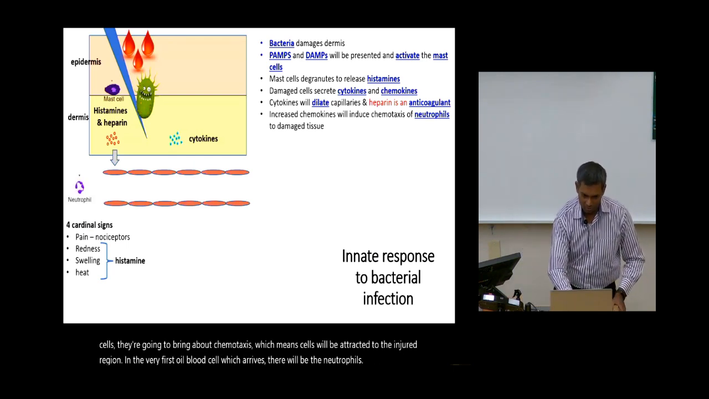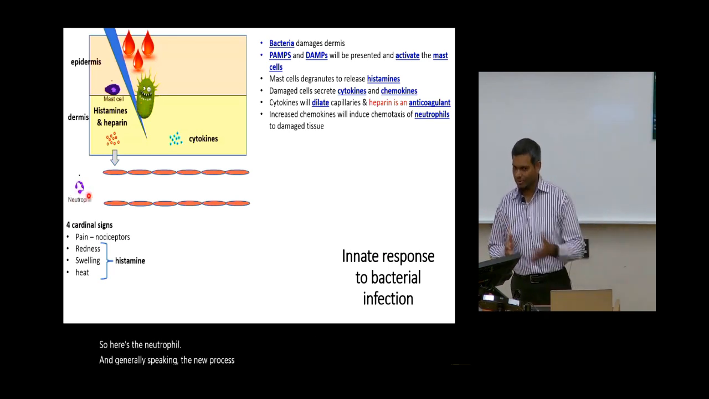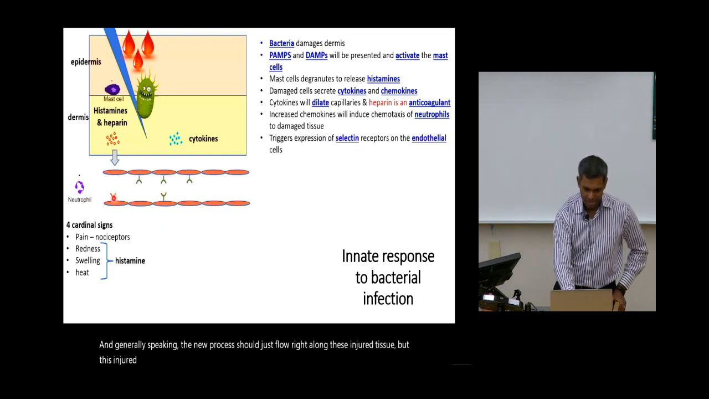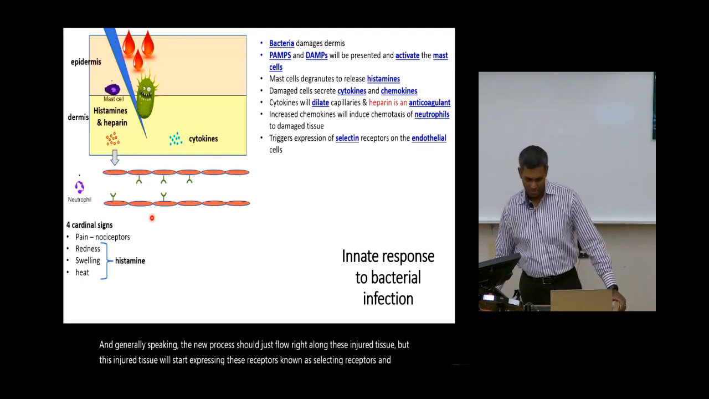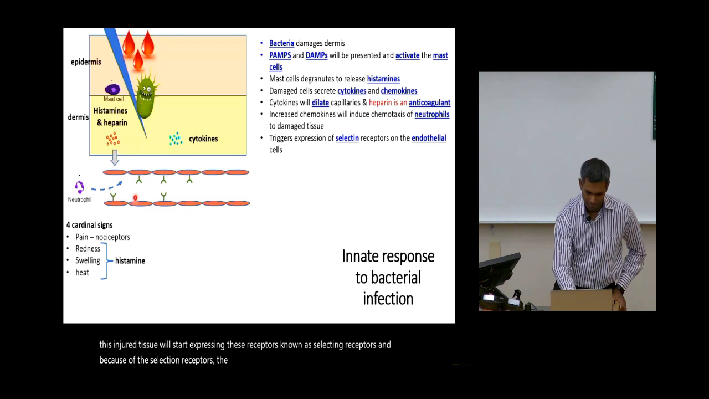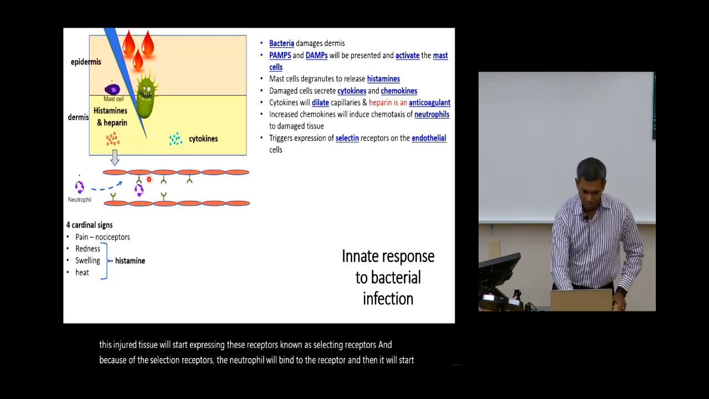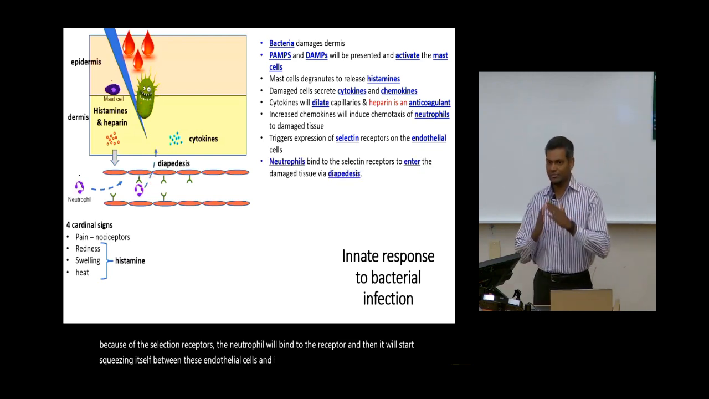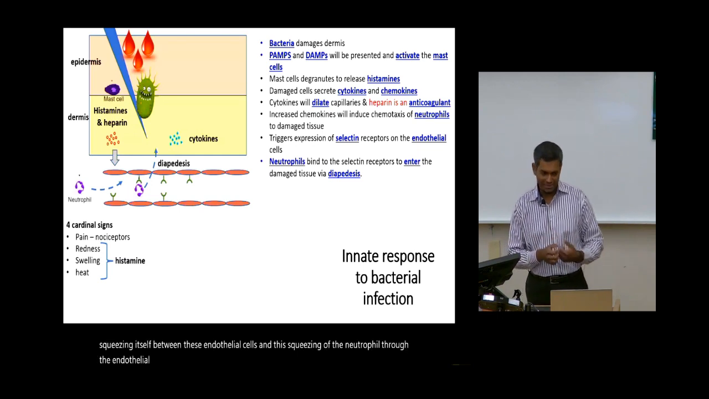So here's the neutrophil, and generally speaking, the neutrophils should just flow right along these injured tissue, but this injured tissue will start expressing these receptors known as selectin receptors, and because of the selectin receptors, the neutrophil will bind to the receptor and then it will start squeezing itself between these endothelial cells, and this squeezing of the neutrophil through the endothelial cell is called diapedesis.